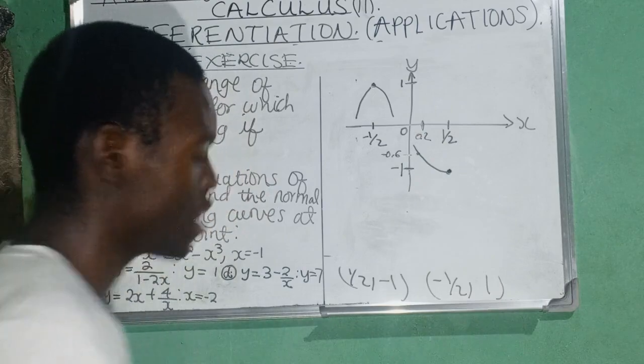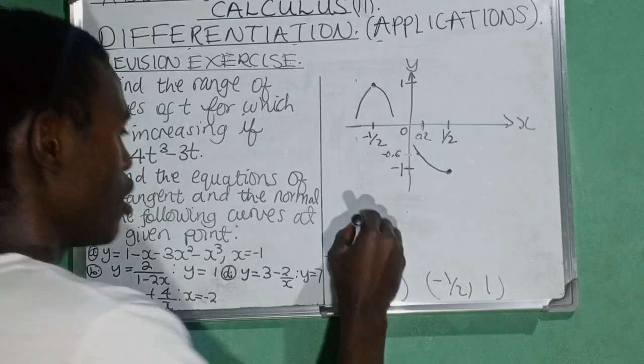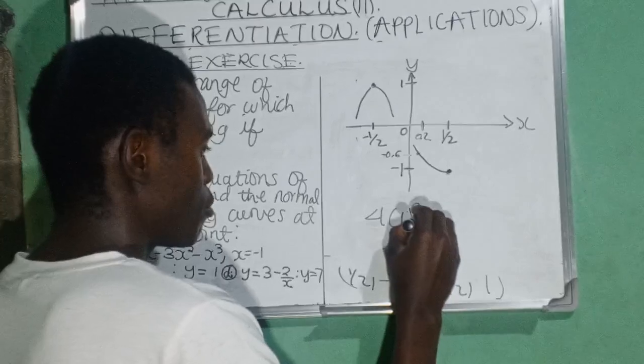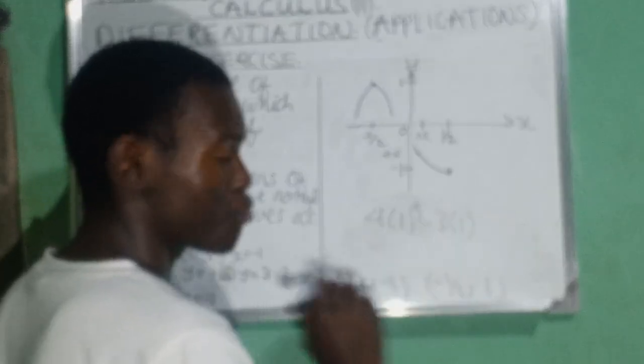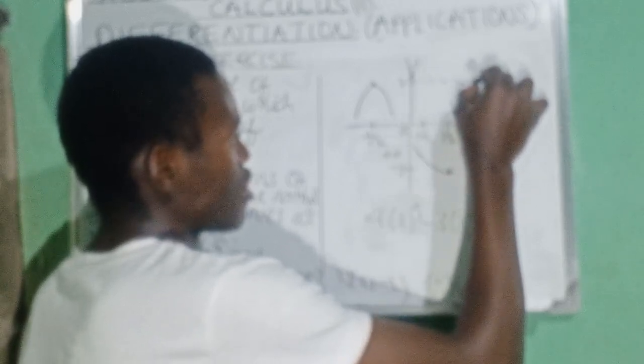And then if you try a number greater than half, for example, you can try 1, it's going to be 4 multiplied by 1 cubed minus 3 multiplied by 1, which is just 4 minus 3. You're going to have a positive 1. So for a positive 1, here, you are going to have a positive 1 right there. So it means that the curve would be increasing. And that's how it would look. I hope that's clear.